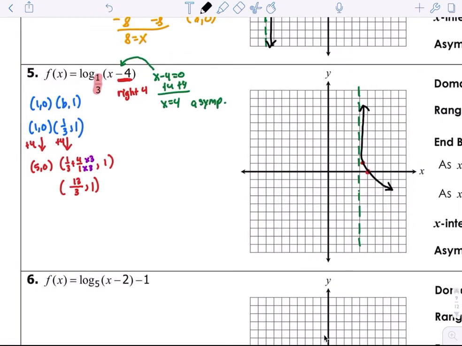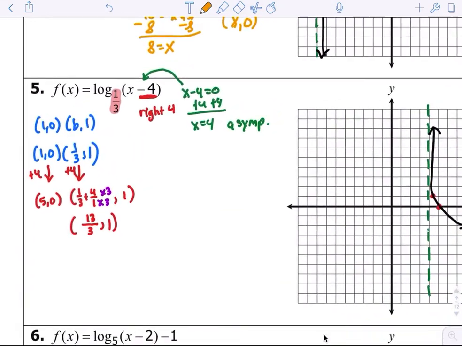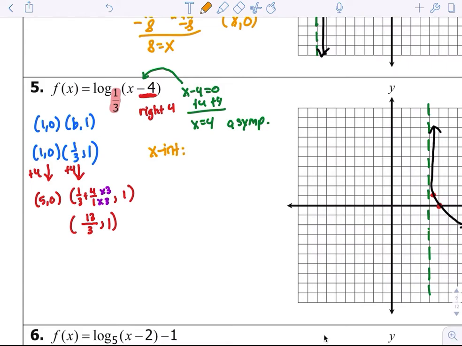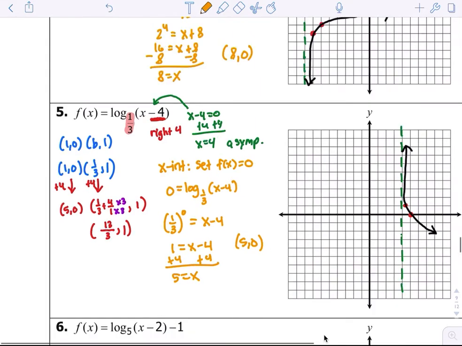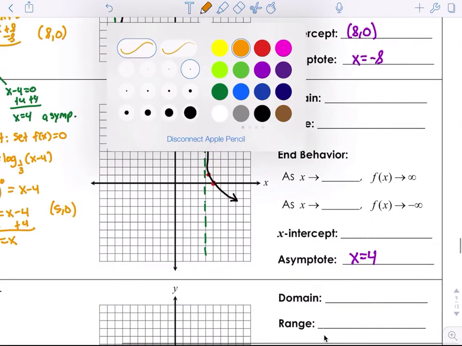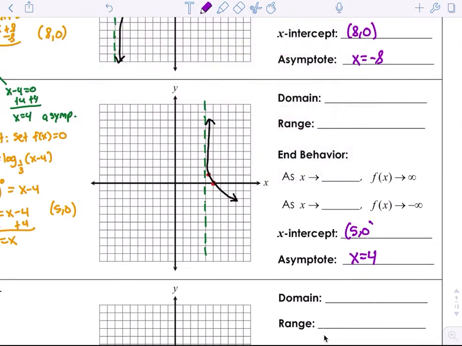All right, so now let's get your x-intercept. Set f of x equal to 0. 0 is equal to log base 1/3 of x minus 4. So we're going to change this to exponential form. So 1/3 to the 0 power is equal to x minus 4. 1/3 to the 0 power is 1. Anything to the 0 power is 1. Add 4 to both sides. 5 is equal to x. 5, 0. So 5, 0 is our x-intercept.